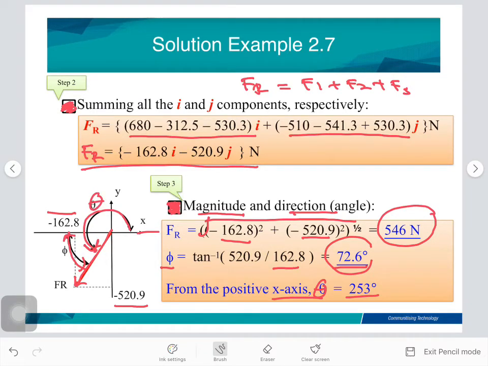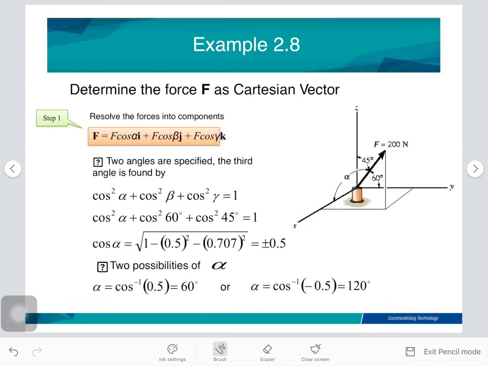Okay, you got it? Next, example 2.8. Determine the force F as Cartesian vector. So this figure shows the 3D case. Because we have axes x, y and z, we must remember the right-handed system. So the right-handed represents that z upward is positive, and this is positive x, and this is the positive y. So must remember this is I, J and K.